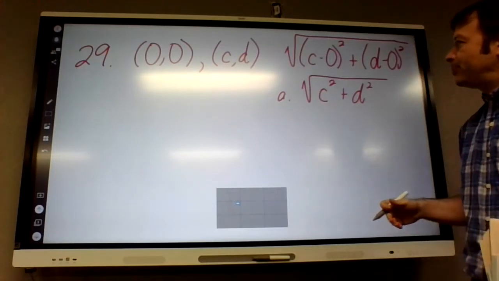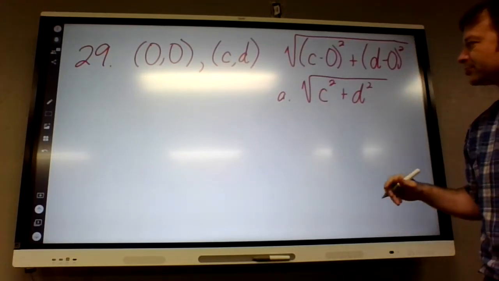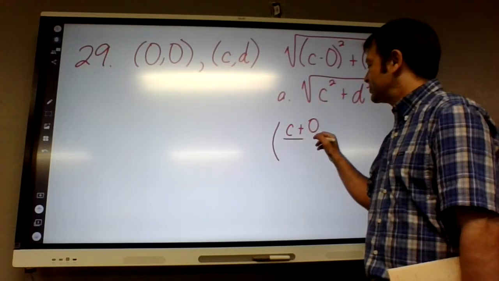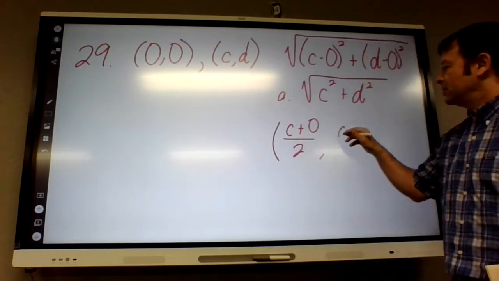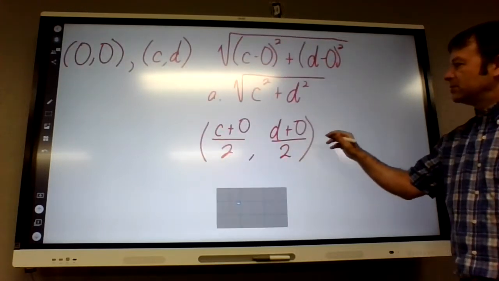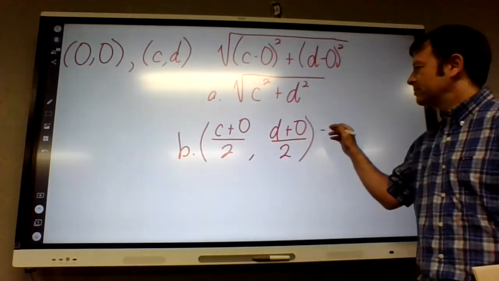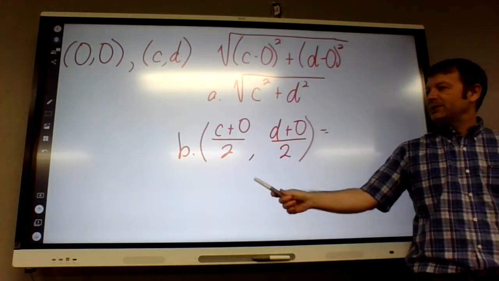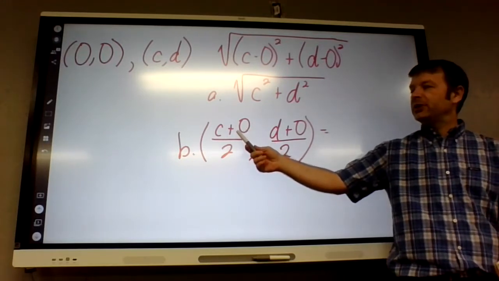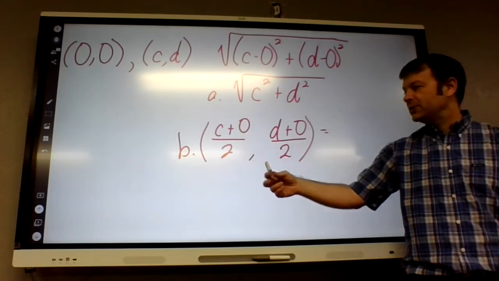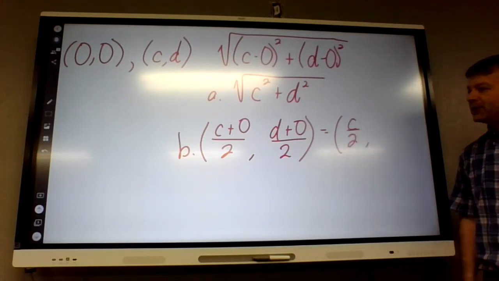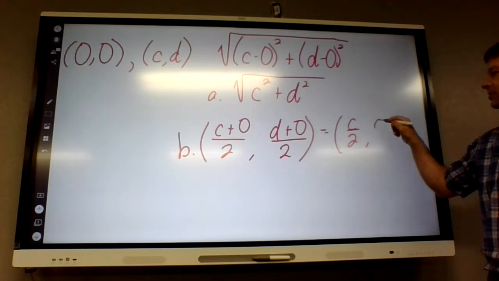And then the second one was midpoint. How did we do midpoint? Average the x's, x plus x divided by 2, average the y's. What would that simplify to? What's C plus 0? C over 2. Can I do anything with C over 2? No. Call it 1 half C, but that's not really simplifying it. So it's C over 2, D over 2.